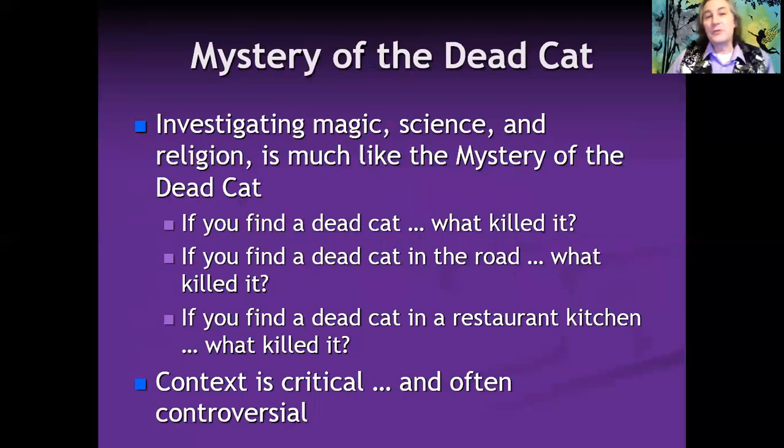I like to think of the mystery of the dead cat. So you find a cat on the road. What killed it? Maybe a car. I don't know. It's on the road. I find the cat in a restaurant. What killed the cat? That's a little different. Now I'm looking for a cat collar in my food. You find a cat in the microwave. You get where we're going with this. The more information I give you, the more context I give you, the more chance you can determine what's going on.